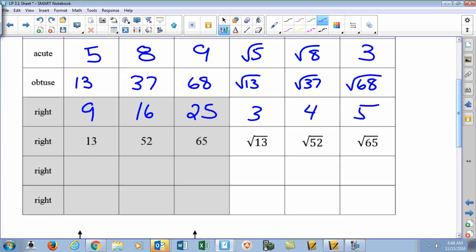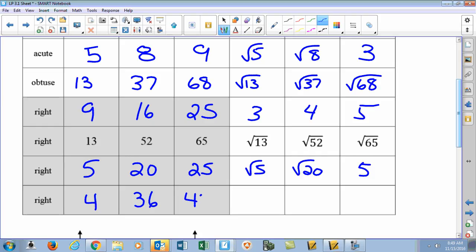All right, the other right triangle was the one that we just did. It had areas of 5, 20, and 25, right? And its side lengths were square root of 5, square root of 20, and 5. So that leaves only the one last right triangle that we did. That was the very top one of the second page, right? Where it was 4, 36, and 40. And our square roots were 2, 6, and the square root of 40.